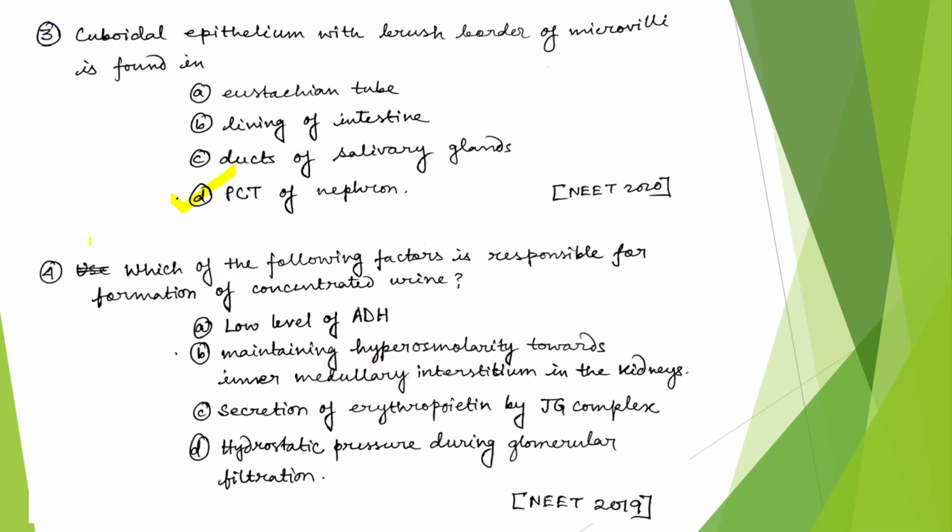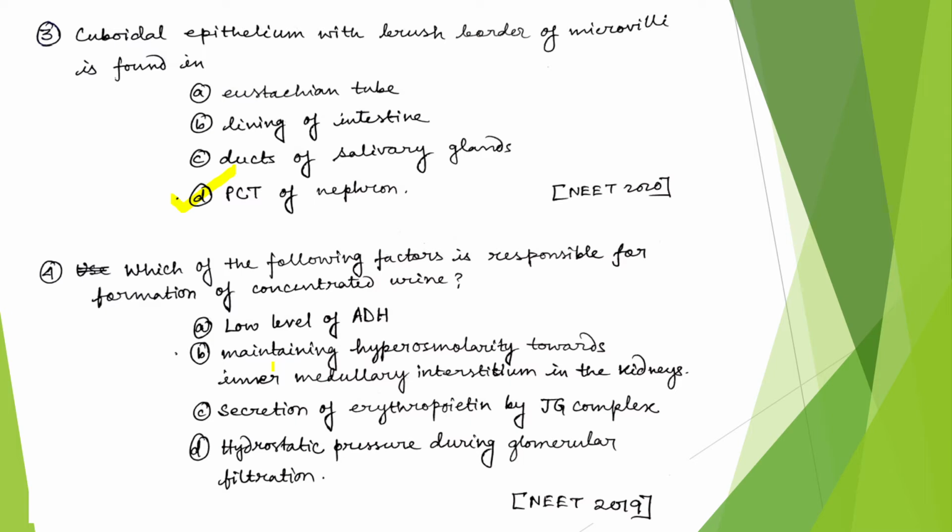Now the next question, which of the following factors is responsible for formation of concentrated urine? Number A, low level of ADH. No, ADH causes reabsorption of water from the distal convoluted tubule, but high level of ADH causes concentrating of urine. Low level of ADH is not able to concentrate urine that much. So the first option is incorrect. Next option, maintaining hyperosmolarity towards the inner medullary interstitium of the kidney.